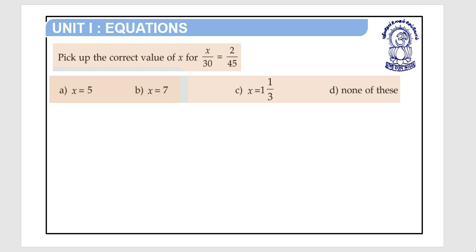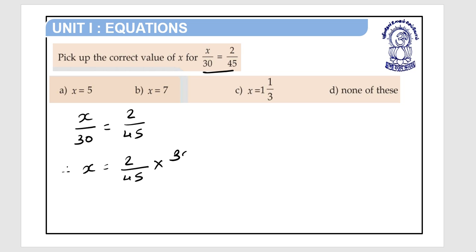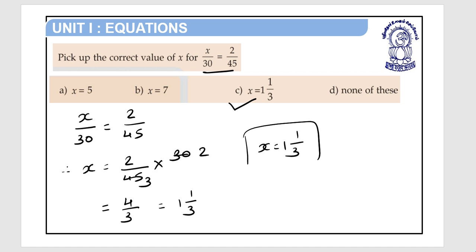Next, pick up the correct value of x for x by 30 is equal to 2 by 45. X by 30 is equal to 2 by 45. So, x is equal to 2 upon 45 multiply with 30. 15 2s are 30, 15 3s are 45. So, 2 2s are 4 by 3. We can also write in the form of 1 by 3. So, answer is C. X is equal to 1 by 3.